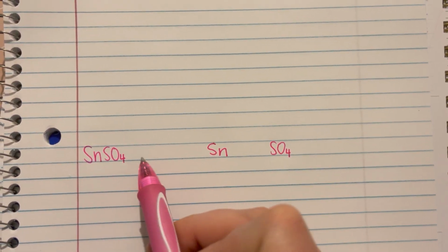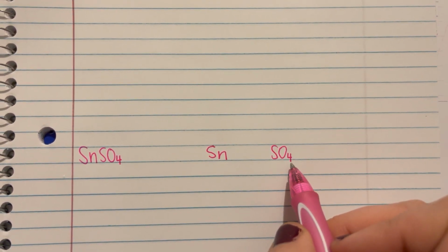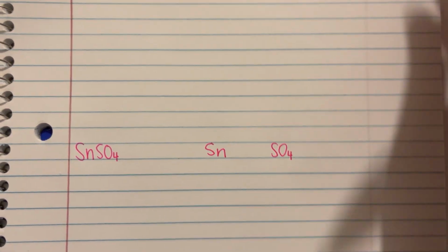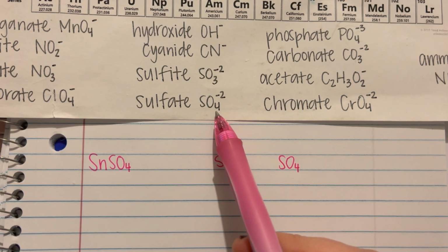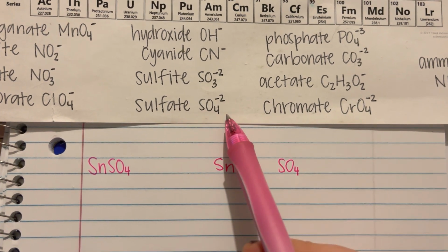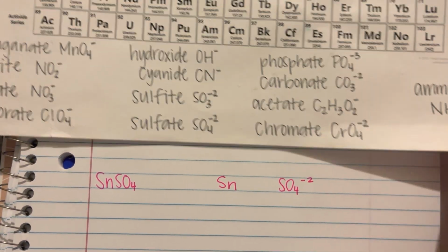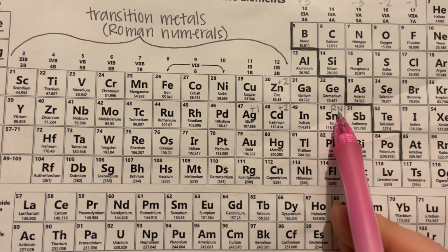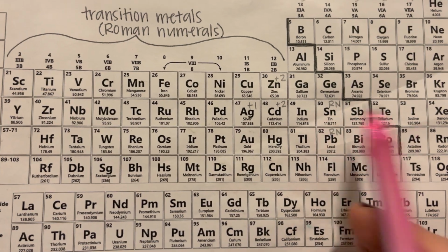If SO4 was in parentheses and there was a number on the outside, I would not keep that number. I would only keep the 4 because it's inside the parentheses and it's part of one of our polyatomics, being sulfate. The charge on SO4 is -2. And just to show you, we can't find the charge for Sn on the periodic table because if I look here, it has Rn, which means it needs Roman numerals because it can have multiple different charges.